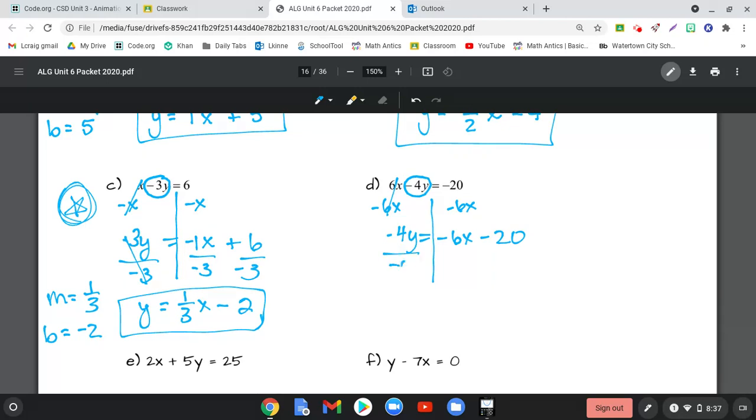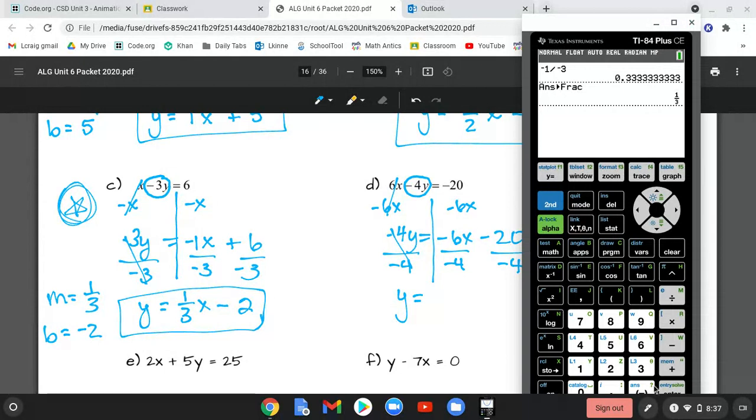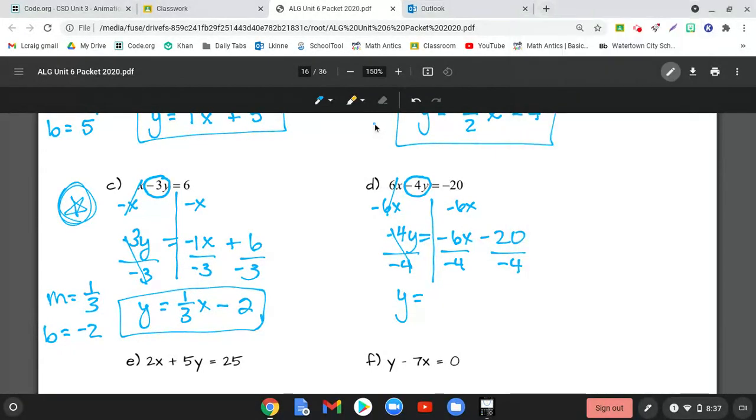All right, now everything gets divided by negative 4. So I'm left with y equals negative 6 divided by negative 4. You don't want to leave two negatives. Negative 6 divided by negative 4. Enter. Nope. Math. Enter, enter. Leave it as a fraction. So 3/2, positive. So that means we'll be going up and over. Negative 20 divided by negative 4 becomes positive 5. So after all that, your slope is up 3/2, and your y-intercept is positive 5.